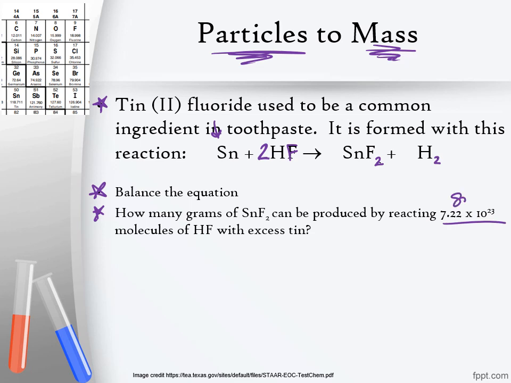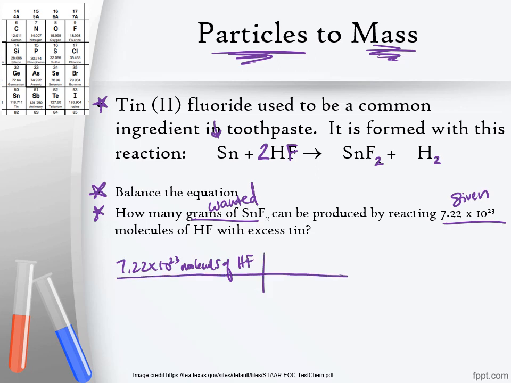So this is my given. This is my wanted. So we always start with the given. 7.22 times 10 to the 23rd molecules of HF. Step 1, we always have to convert to our moles first so that I can use our mole ratios up here. So how do I get rid of molecules and turn my molecules into moles? I put molecules on the bottom and I put moles on the top.